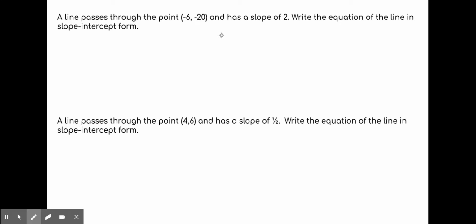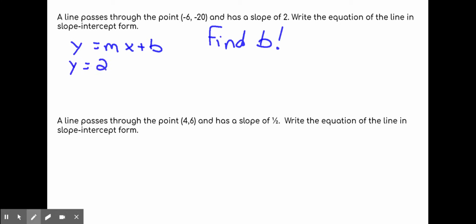But what do we need? We're given the slope. We've got to find b. So our whole goal today, what we're going to learn to do, is find b if b is not already given. Okay, so we know that slope-intercept form is y equals mx plus b, and we know that the equation of this line is y equals 2x plus b, right?